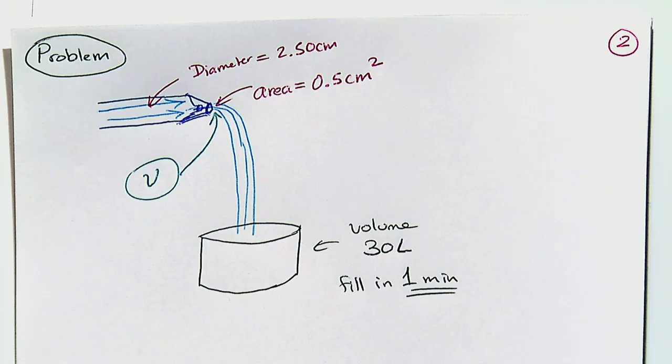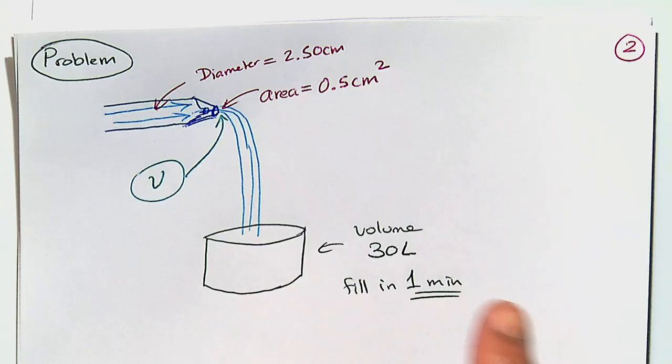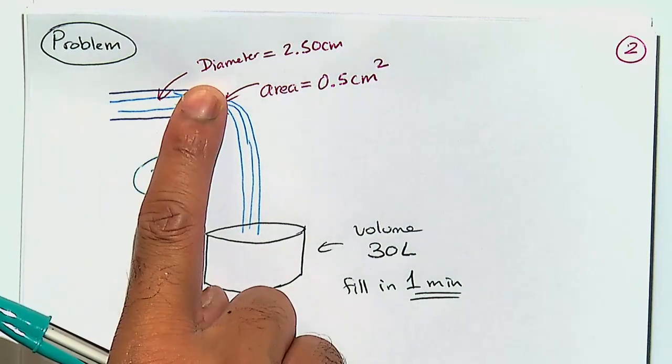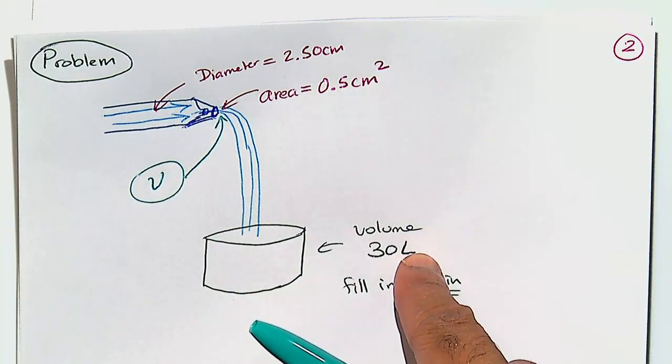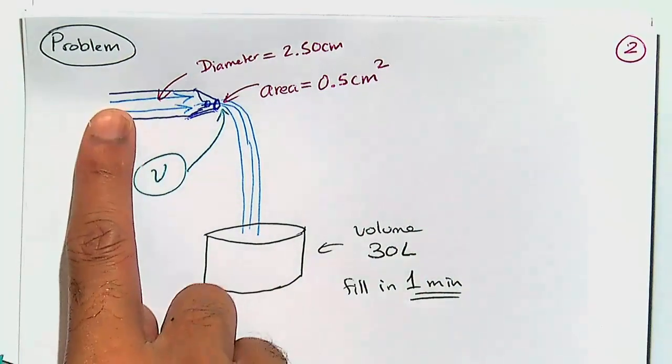We have a response saying, I think you should be able to find velocity by setting the volume over time equals to the area times velocity. Yeah, so good. So volume over time we know, right? So the water came from the hose. This 30 liters of water came from the hose, and it took a minute, right?